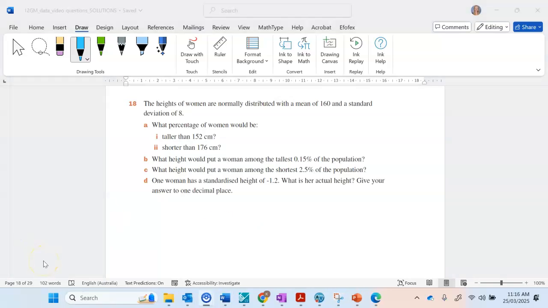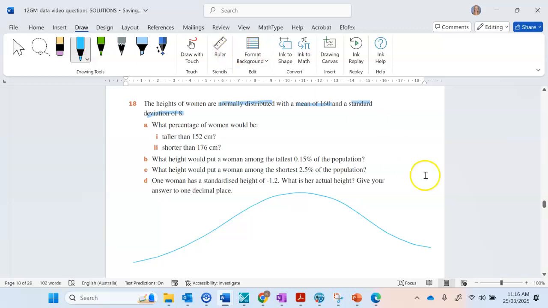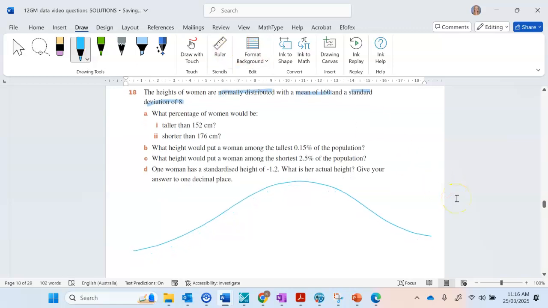All right, moving on to question 18. The heights of women are normally distributed with a mean of 160 and a standard deviation of 8. So again, we're seeing that phrase, normal distribution. There's our mean, and here's our standard deviation. So let's quickly draw the bell-shaped curve. Maybe pause and do it yourself, instead of just watching the video. Make sure you're doing this at the same time. That is not very symmetrical, but it's okay.